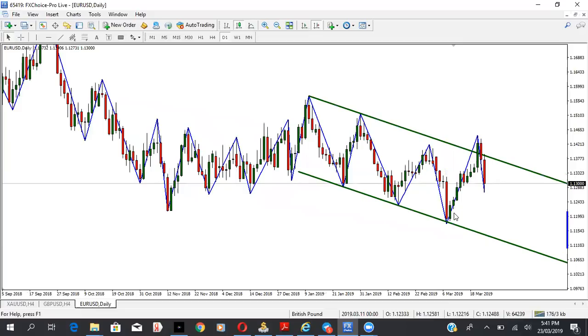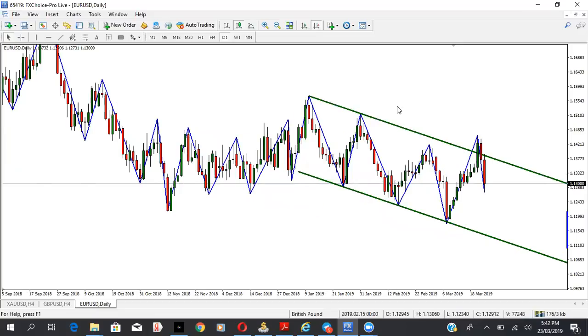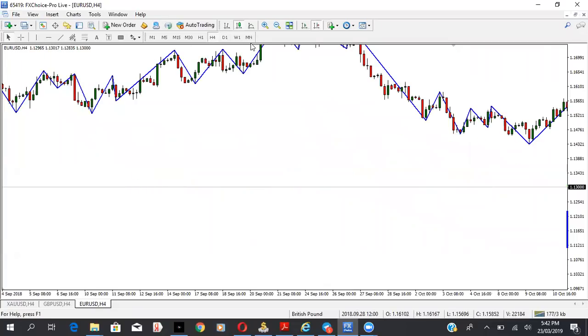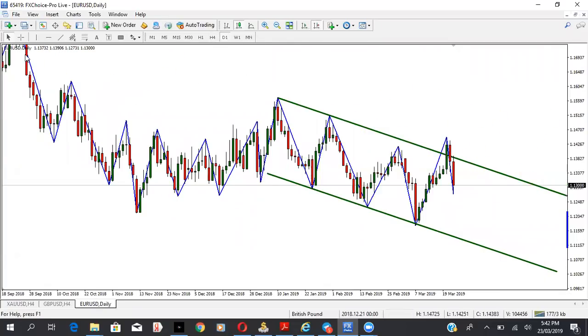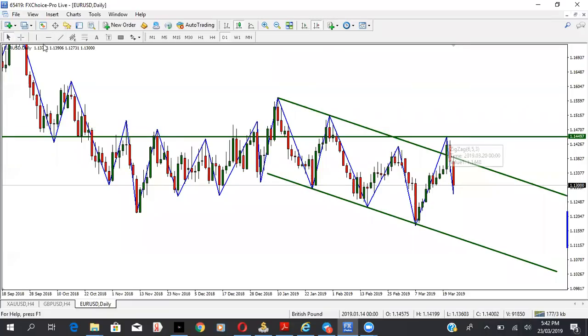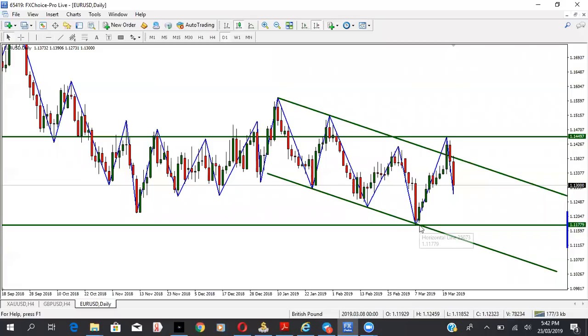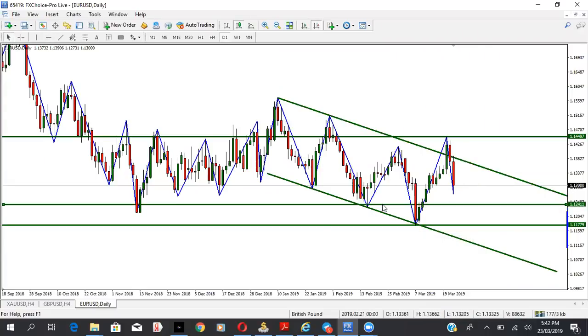So how do you combine your channel and your support and resistance? It's very simple. I might not be able to handle fibs and chart patterns, because I'm almost running out of time. So on this point, how do you combine the two? Very simple. I go down to my 4 hour, because on my daily, my most recent high is at this point. My most recent low is at this point, and I also have another low at this point.